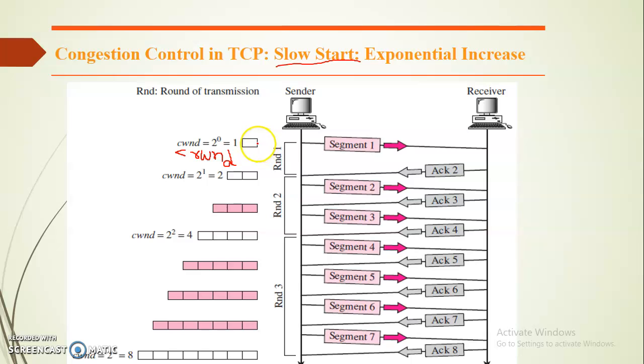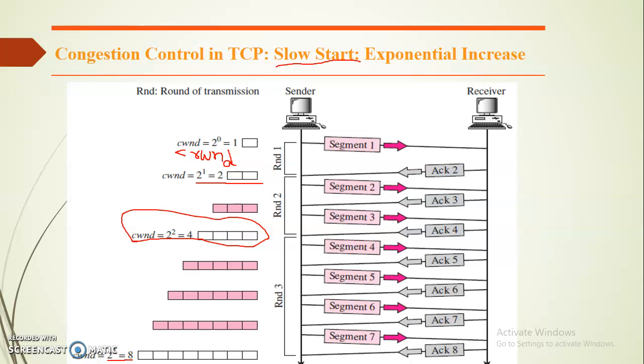CWND is 2 to the power 0, which is 1, so one segment goes. The acknowledgement comes. As soon as we receive the acknowledgement, the window size will be exponentially increased. Then one segment, now how much has it become? It becomes 2. One segment goes, one acknowledgement. Second segment goes, second acknowledgement. As we receive the second acknowledgement, the window size will again be increased exponentially. It is 4. Now you see 4 segments. First segment, first acknowledgement. Second segment, second acknowledgement. Third segment, third acknowledgement. Fourth segment, fourth acknowledgement. Now the window size will be 8. The window will be increased when 8 segments are transmitted.